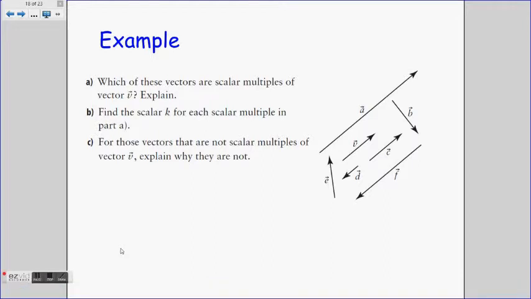So in part C, which of these are not scalar multiples and why not? Well, that would be the vectors E and B, and it's because they're not parallel to v.